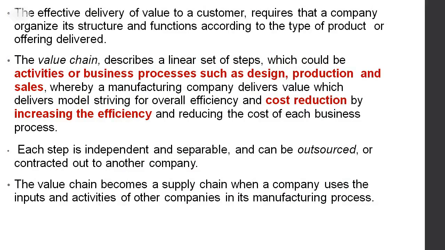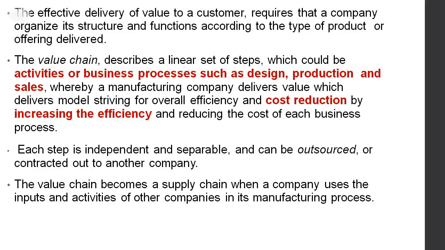Now, the effective delivery of value to a customer requires that a company organize its structure and functions according to the type of product or offering delivered. The value chain describes a linear set of steps, which could be activities or business processes such as design, production and sale, whereby a manufacturing company delivers a value chain model striving for overall efficiency and cost reduction by increasing the efficiency and reducing the cost of each business process. So each step is independent and separate and can be outsourced or contracted out to another company.